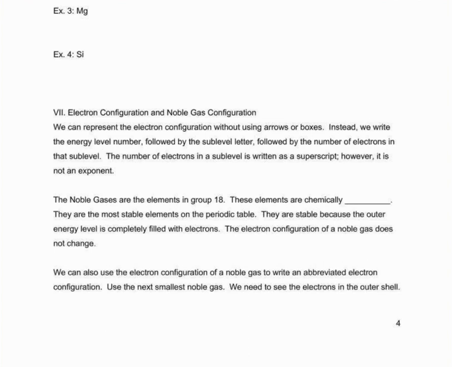Instead, we write the energy level, here 1 through 7, followed by the sublevel's letter, S, P, D, or F, followed by the number of electrons in that sublevel. The number of electrons in the sublevel is written as a superscript. However, a superscript is not an exponent. It looks like an exponent, but it's not an exponent.